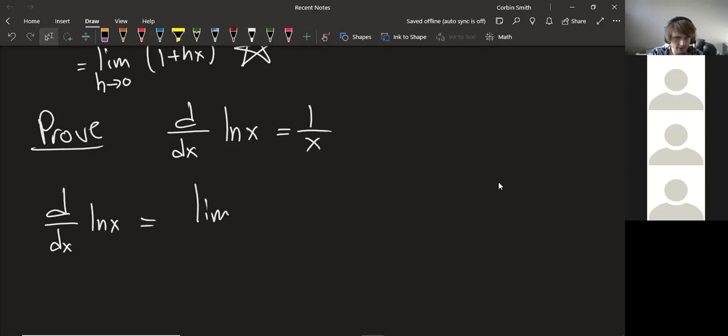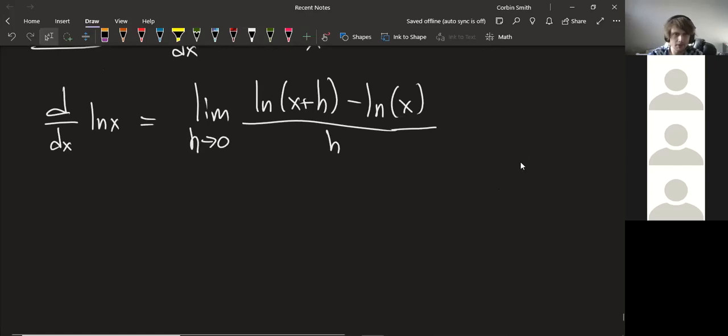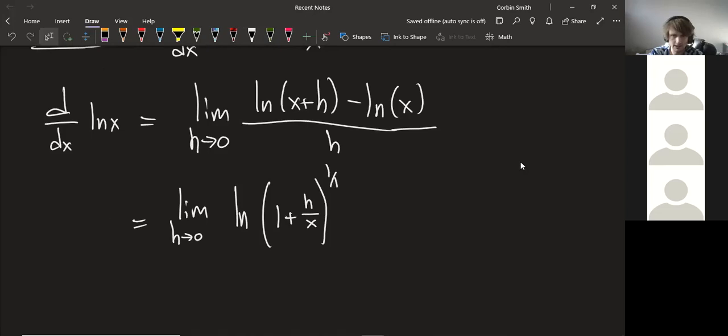Okay, so we're going to say that the derivative of the natural log of x is equal to the limit as h goes to 0 of the natural log of x plus h minus the natural log of x over h. So then, according to our natural log rules, if this thing is going to be the inverse function of e to the x, then we better have that this is equal to the natural log of 1 plus h over x all to the 1 over h power.